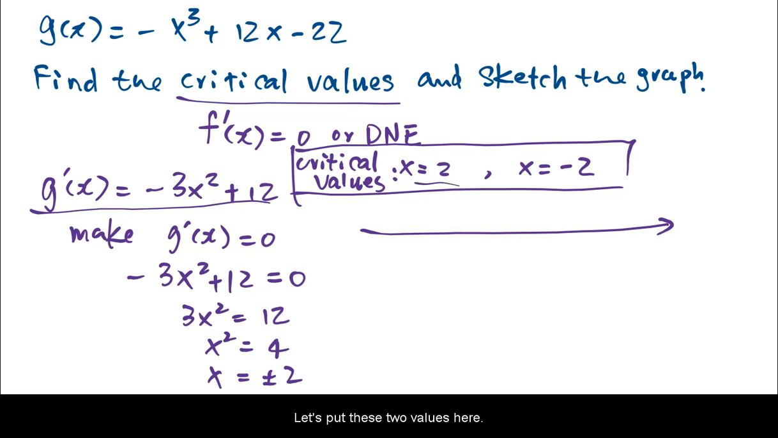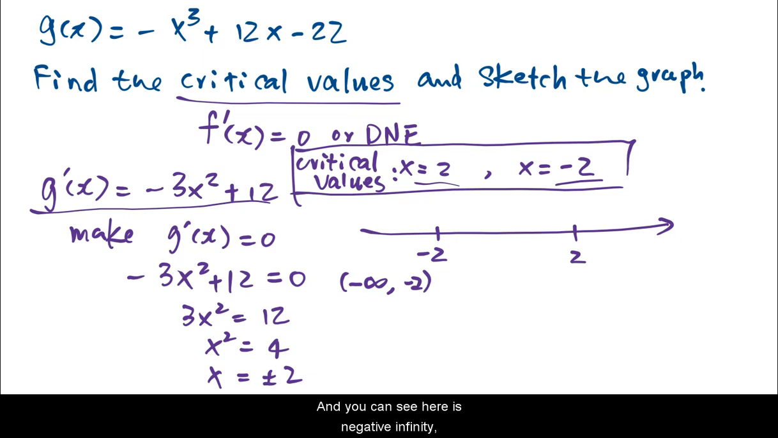Okay, let's put these two values here. Since it's a number line, the small number, negative 2, goes on the left, and the bigger number, 2, on the right. As you can see, these two critical values are cutting our number line into 3 different intervals: negative infinity to negative 2, negative 2 to 2, and 2 to infinity.